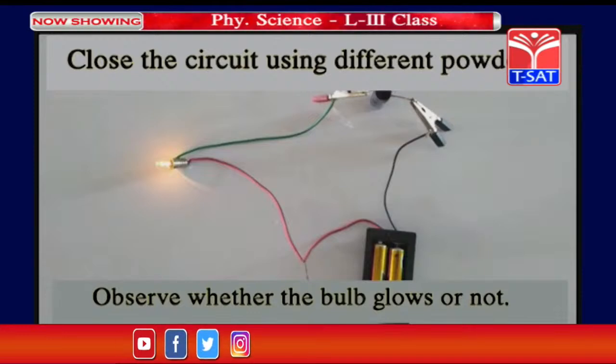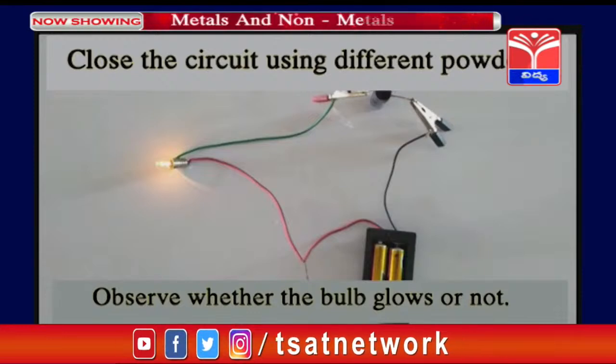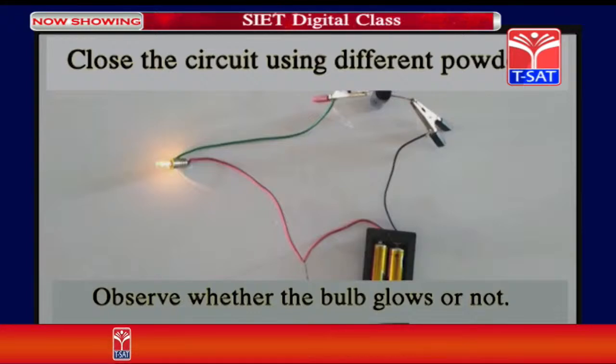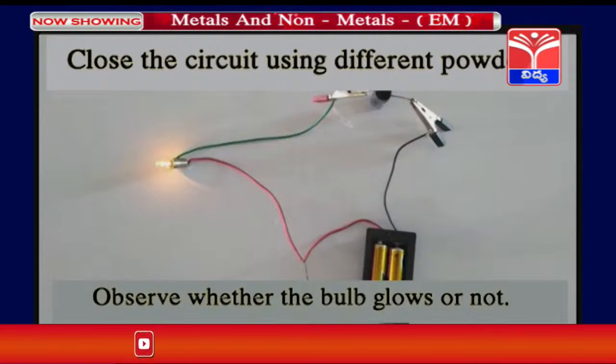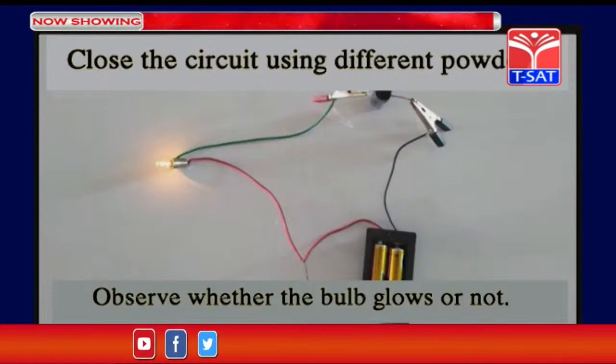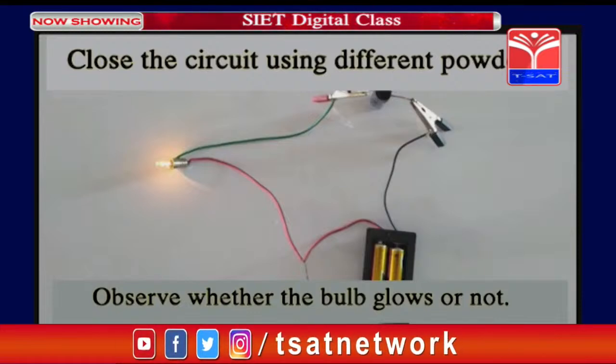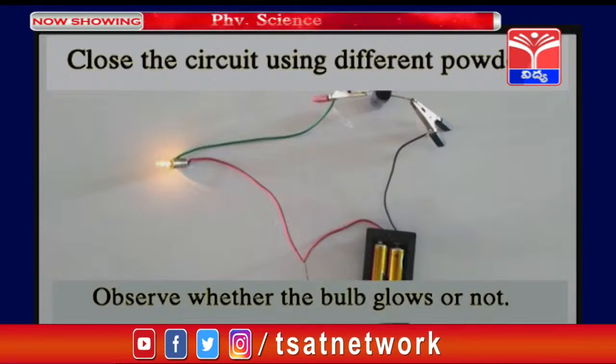Normally, it is metals which pass the current, but here carbon is a non-metal, and still it passes electricity through it. Can you think why it allows the electricity? Because carbon has a different nature of atom.